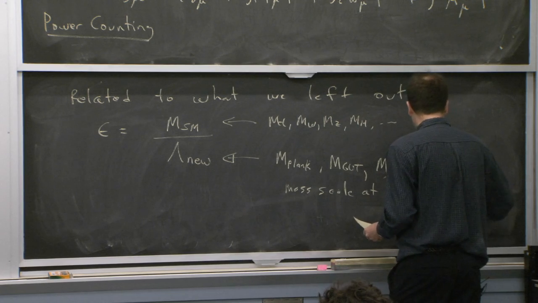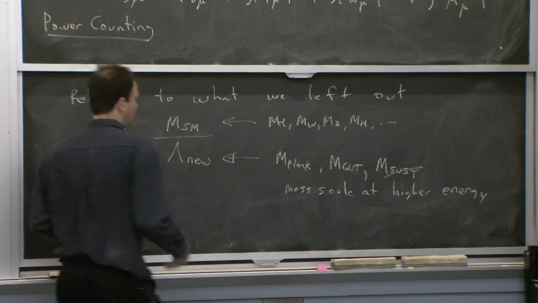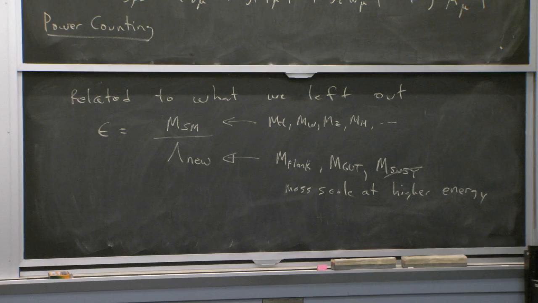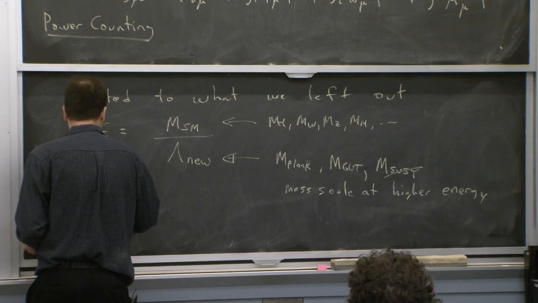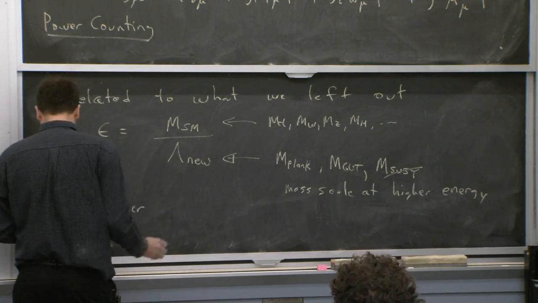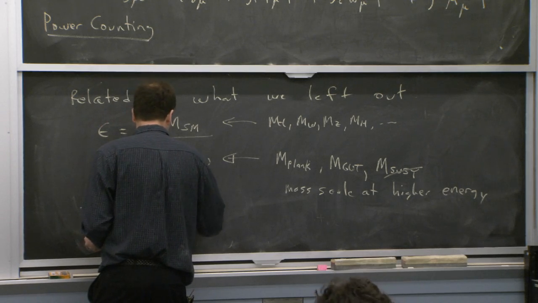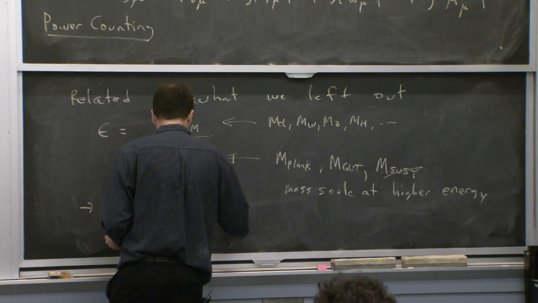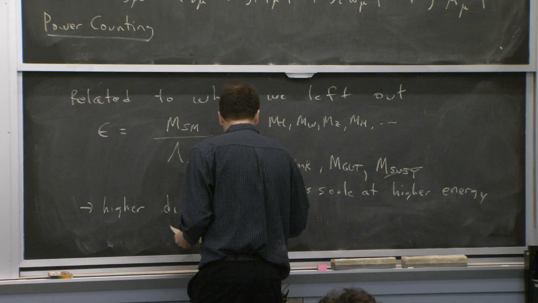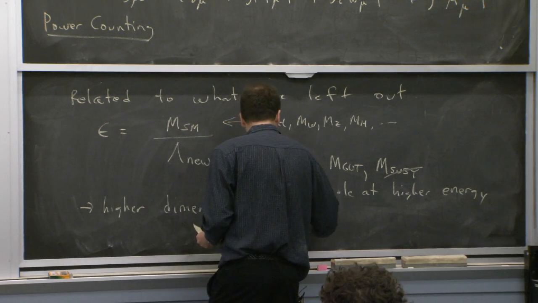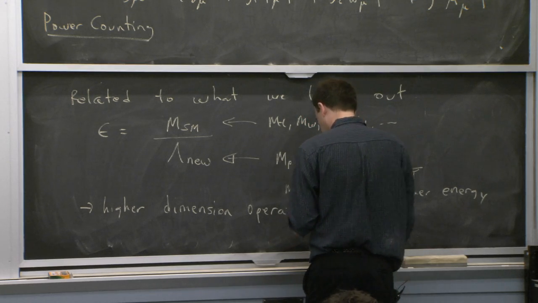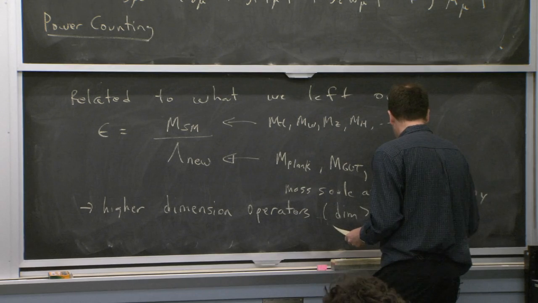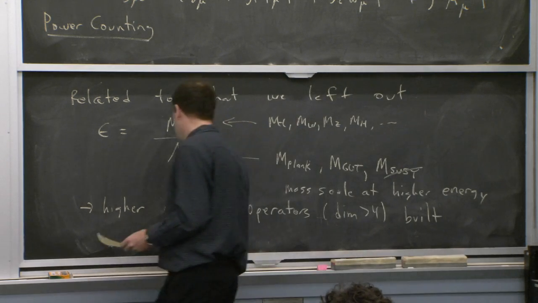So even not knowing something about what this physics is, we can come up with a universal description, a universal L1, that describes corrections beyond the standard model. And what we'll use to describe that physics is higher dimension operators, operators beyond dimension 4. But they'll be built out of standard model fields.